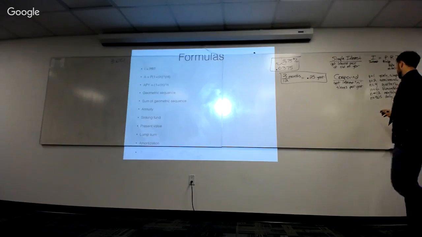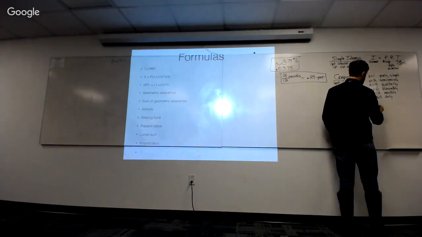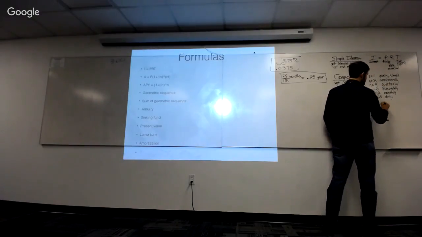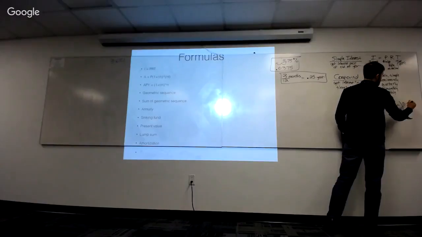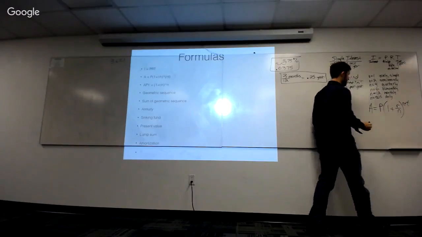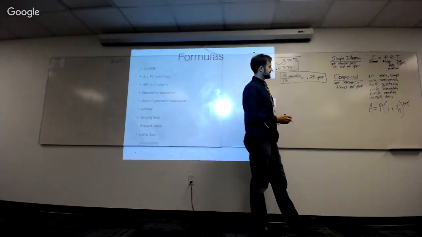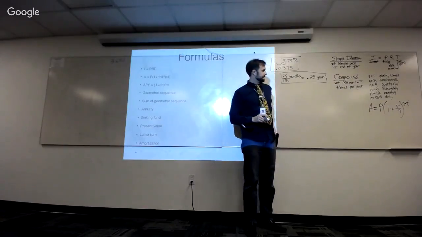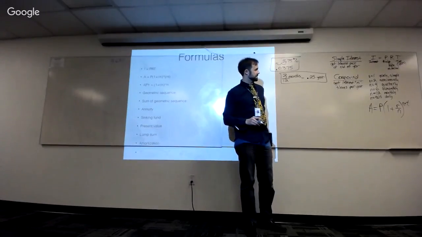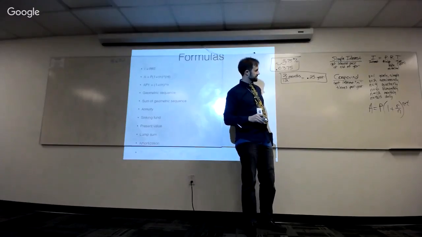The formula is A, which is the amount of money you have at the end, equals P, your principal, times 1 plus r, which is the interest rate, over n, the number of compoundings, raised to the power of n times t. So that's compound interest. A little more sophisticated than simple interest. You're just calculating interest once at the end of the year.